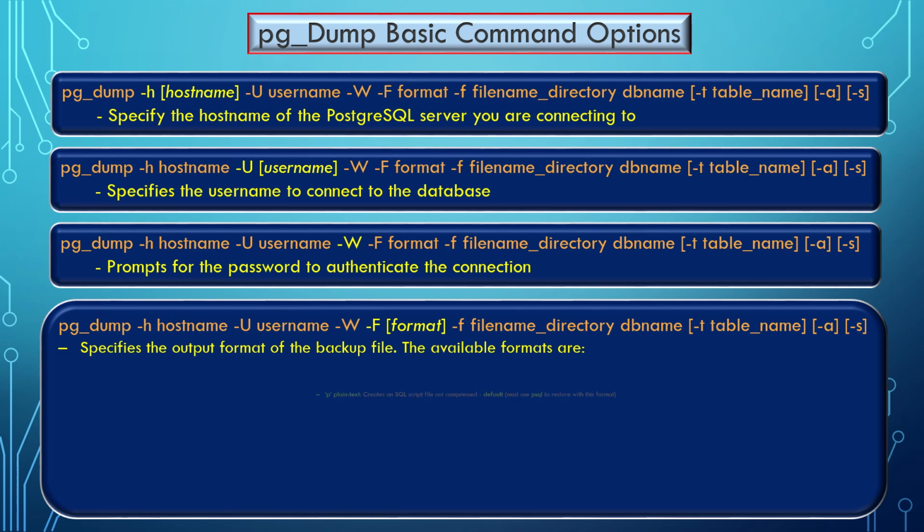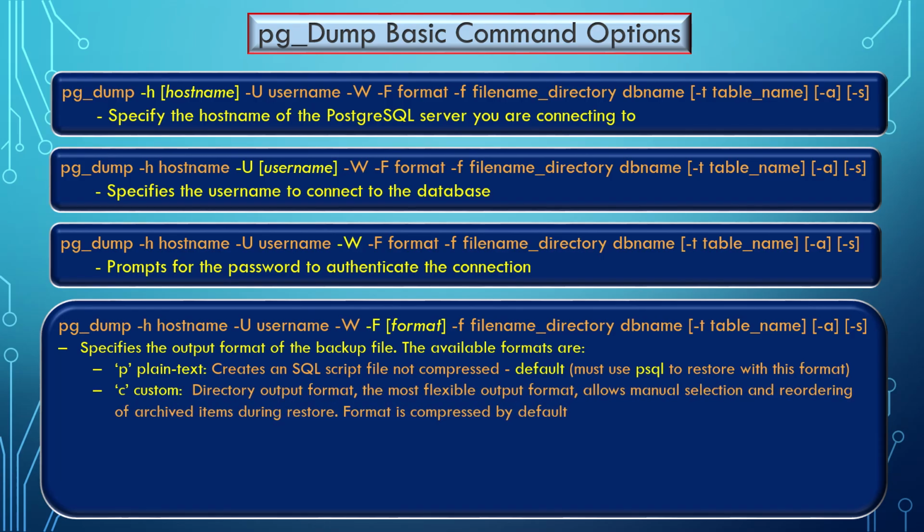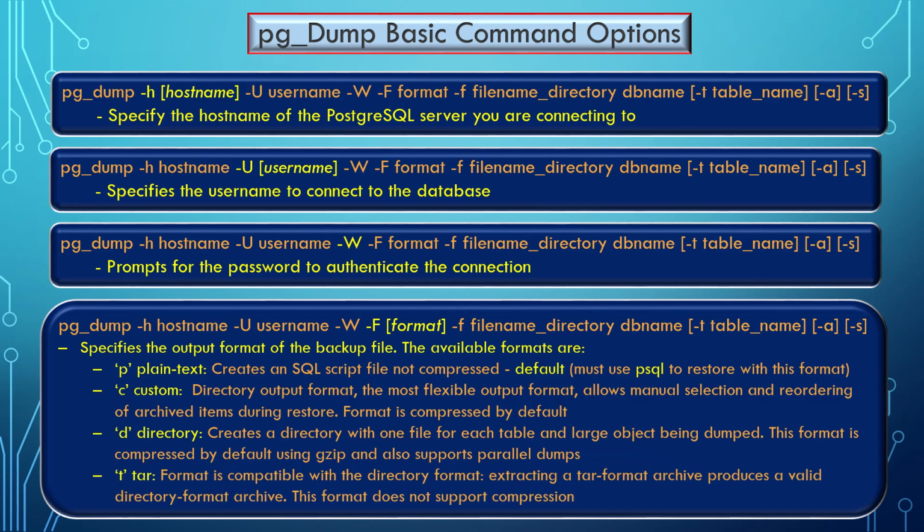The available formats are: the p option creates a plain text SQL script file. The c option creates a custom output format. The d option creates a directory with one file for each table and large object being dumped. And the t is a tar format.